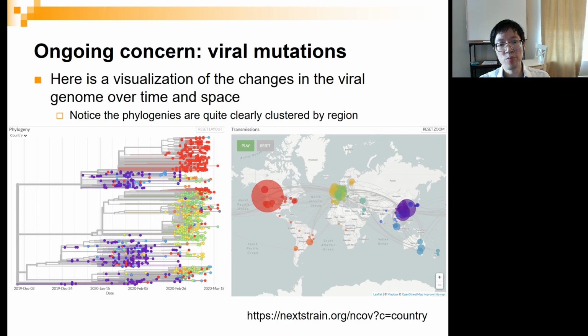Okay, and so here is a good illustration of this sort of idea. Here we've taken this screenshot from this website called NextStrain, and this website tracks the change in the phylogeny of the viral genome over time and also over space.